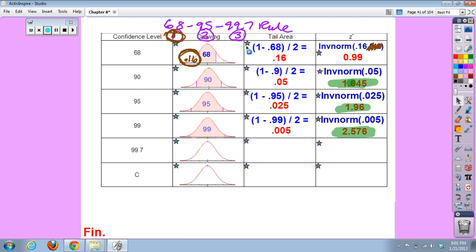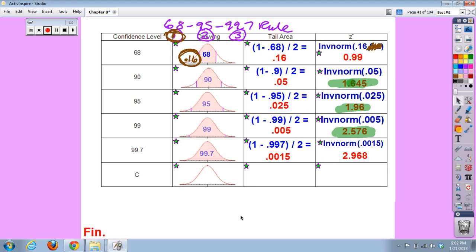In 99.7, again, we should expect that to be 3 from our 68, 95, 99.7 rule. If you got 99.7 in the middle, that means you have 0.3% in the tails, which means 0.15% or 0.0015. An inverse norm of that gives us 2.968, which is, again, close to our 3 standard deviations.